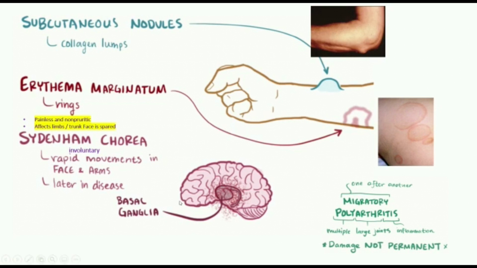And then we have the Sydenham chorea, which is caused by antibodies attacking the basal ganglia, causing rapid involuntary movements in the face and arm, and this usually happens later in the disease. And finally, we have the migratory polyarthritis, which is the joint involvement, causing multiple large joint inflammation that travels from one joint to another, and this joint inflammation will not cause permanent damage.